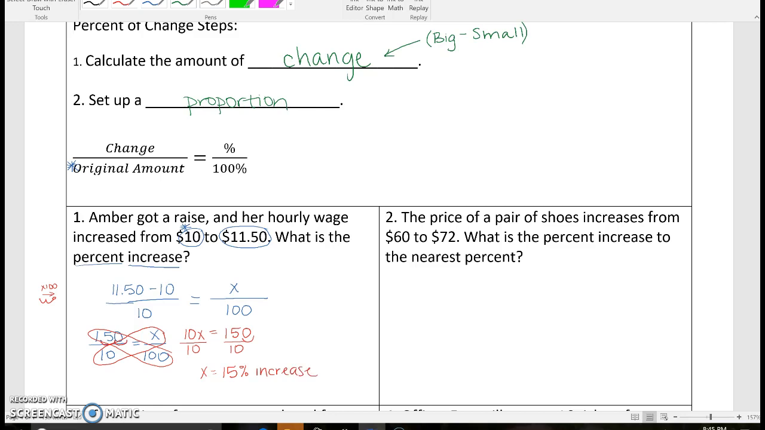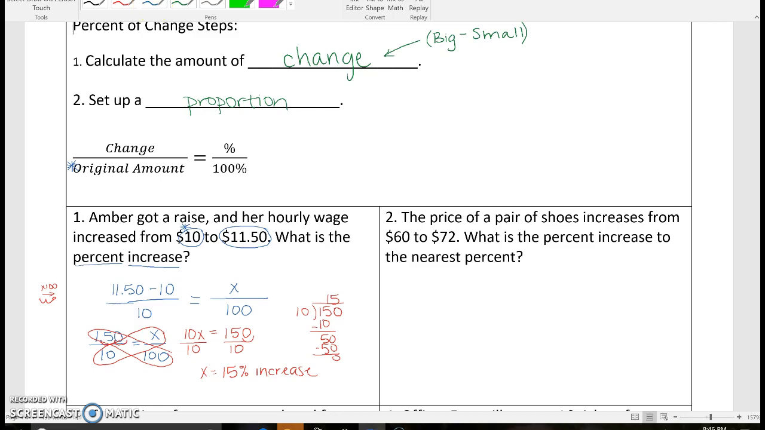All right, and if you're confused about me just moving the decimal, you can just divide. So 10 goes into 15 one time, 10, we have 50, 10 times 5 is 50. All right, so it's not too difficult. The only difference is the change piece. So let's try the next one together.